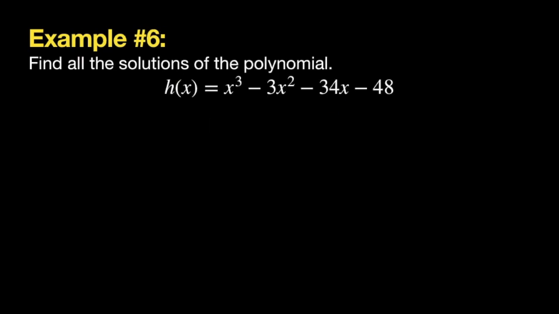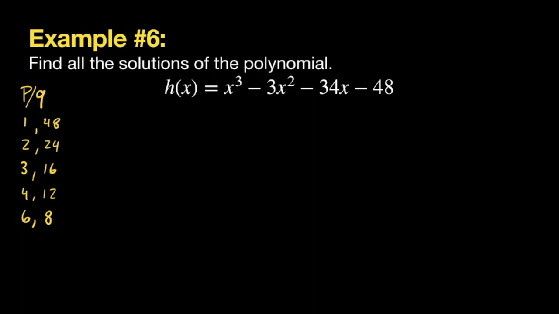The instructions are to find all the solutions of the polynomial. In this case, our q is going to be 1 and our p is 48. So I'm going to list the possible factors vertically, p over q, so all the different factors of 48.